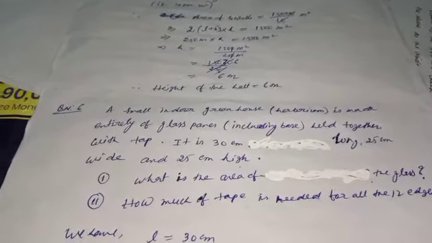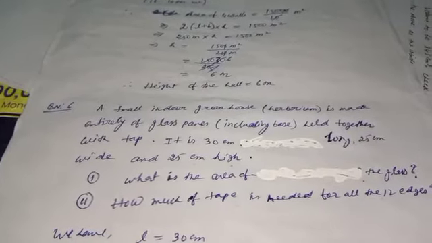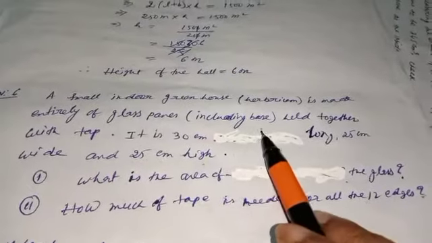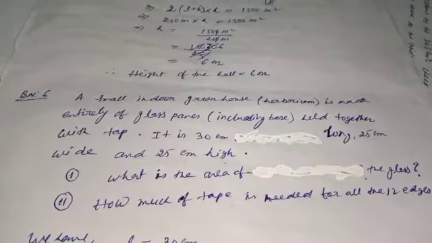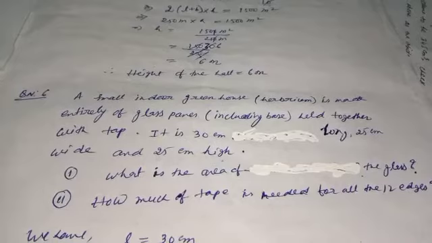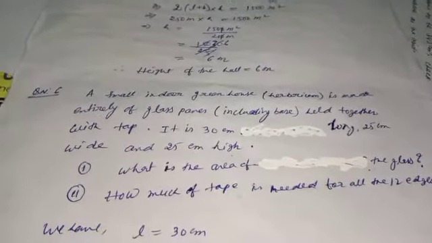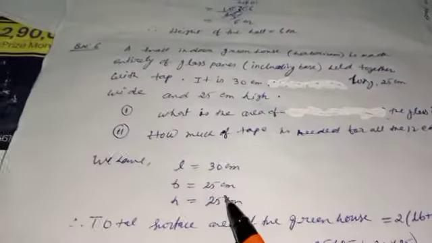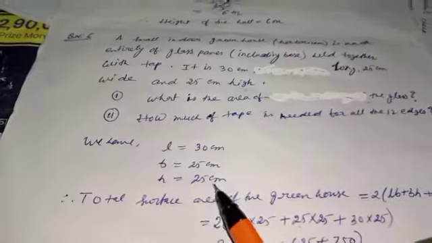Now, if it is a cuboidal shape, I need to find out what is the area of the glass. And also it is given that including base. That means we understand that if you need to find out the area of the glass, that means you need to find out all the area of all the 6 faces. That means total surface area of the cuboid. So we have length equal to 30 cm, breadth is 25 cm, h is equal to 25 cm.